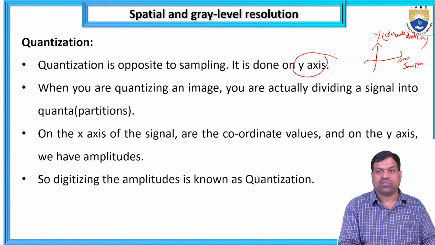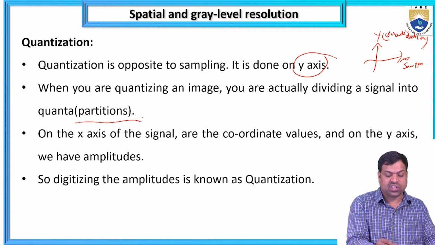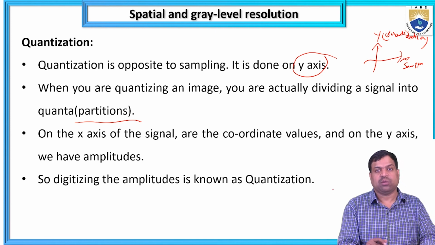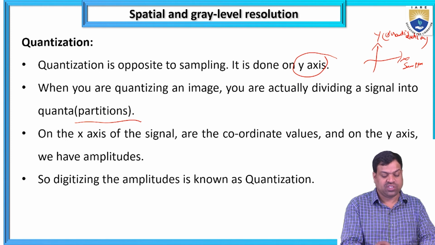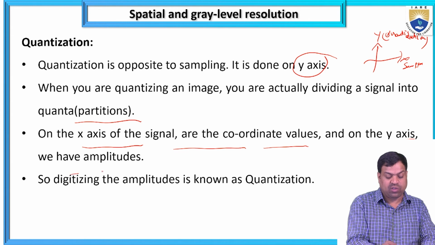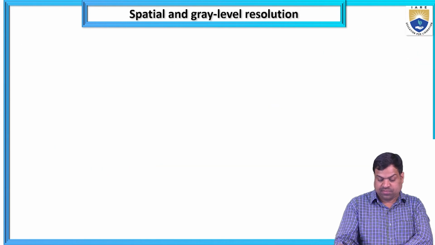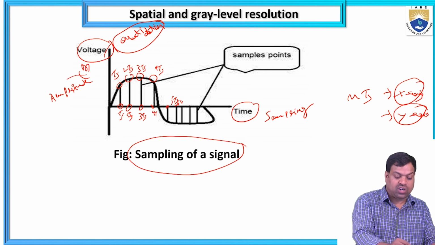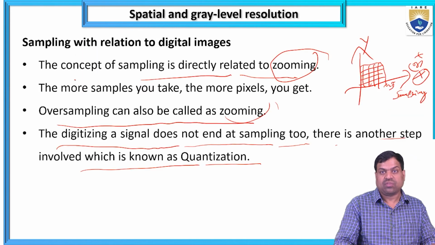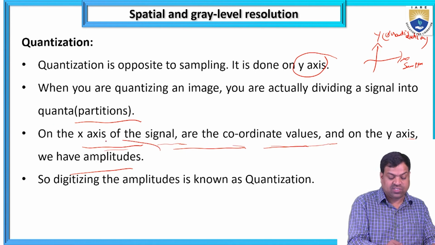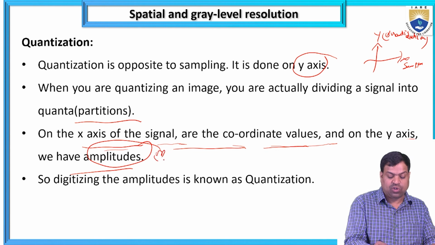When we are quantizing an image, we are actually dividing a signal into quanta, meaning partitions, a number of partitions. In sampling, we are taking a number of samples. In quantization, we are taking a number of quanta or partitions. On the x-axis of the signal are the coordinate values, and on the y-axis we have amplitude. I already told you the y-axis is voltage or amplitude.